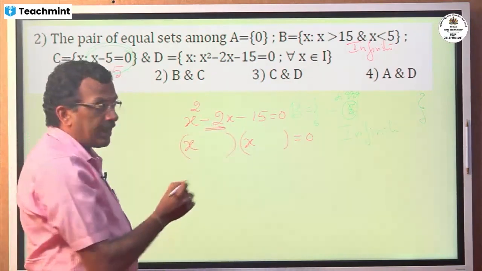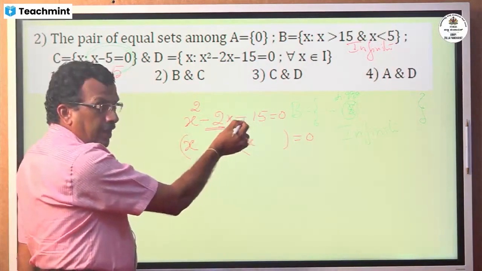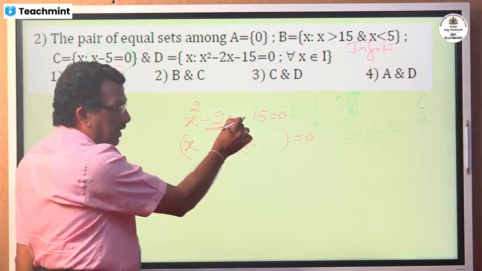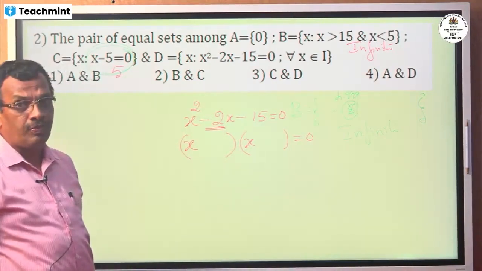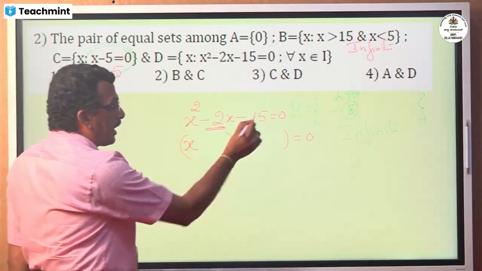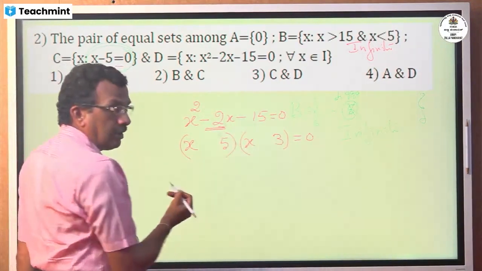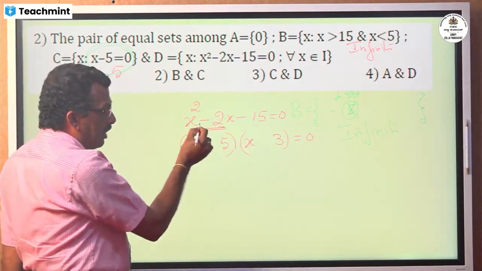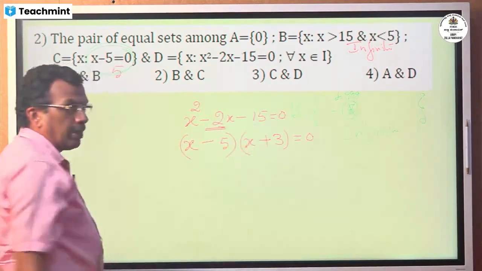Why am I saying difference? Because the last term is minus. When the last term is minus, the middle term is the difference. When the last term is plus, the middle term is the sum. That concept you must know in factorization. When I factorize the 15, you know that 15 is 5 into 3. Middle term is minus, last term is minus. To get the minus, the bigger term should be negative, the smaller term should be positive.